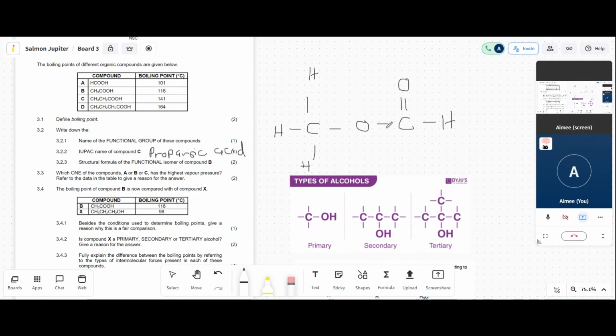Okay. 3.3. Which one of the compounds A, B, or C has the highest vapor pressure? Refer to the data in the table to give a reason for your answer.